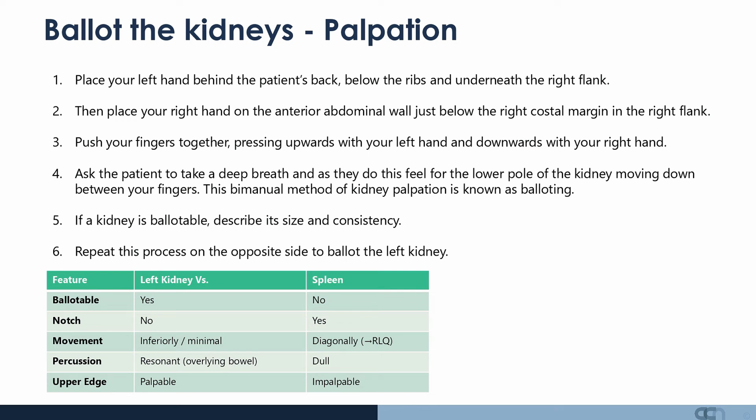Remember that the left kidney and the spleen can be discerned in several ways. The left kidney is ballotable, the spleen is not. The spleen has a notch, whereas the kidney does not. The kidney moves inferiorly in a very minimal fashion, and the spleen moves diagonally towards the right lower quadrant.